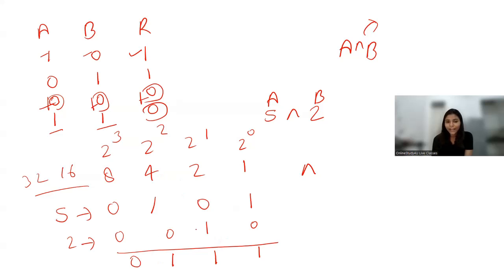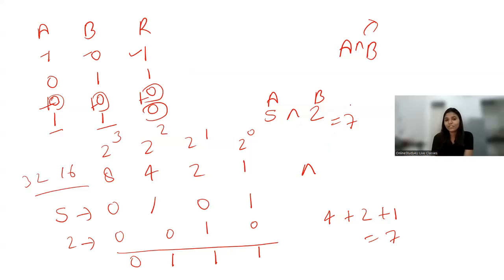At the place of 4, we have 1, that means 4, then 2, plus 1. So 4 plus 2 is 6, plus 1 is 7. So the output of 5 XOR 2 will be 7. This is how we can solve 5 XOR 2.